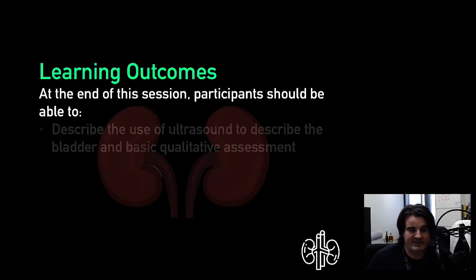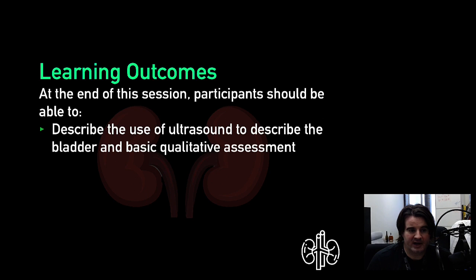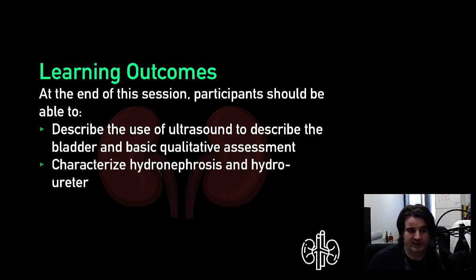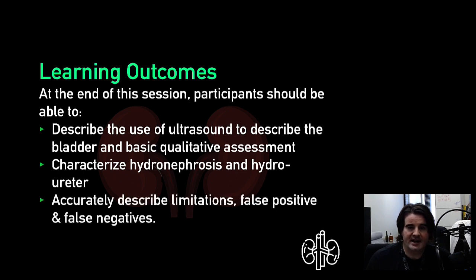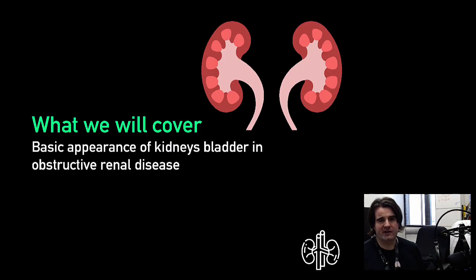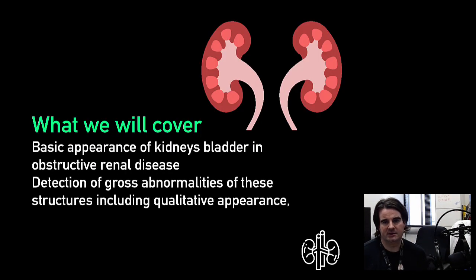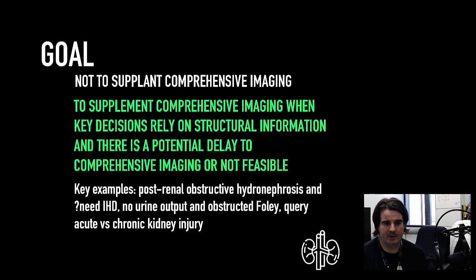At the end of the session, my hope is that you'll have a better understanding of how ultrasound is used to describe the bladder and to do a basic qualitative assessment, to characterize the kidneys in both health but also in states of obstruction, with hydronephrosis and hydroureter to a more limited extent, and accurately describe limitations, false positives, and false negatives. We're going to cover the basic appearance of the kidneys and bladder in obstructive renal disease, and look at really just gross qualitative appearances to help guide our decision making.